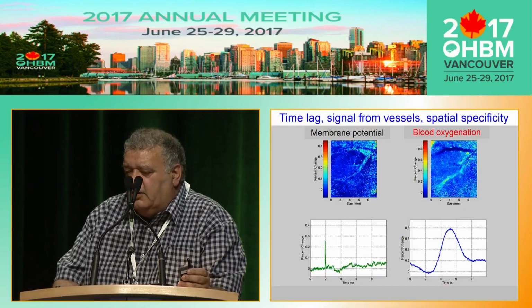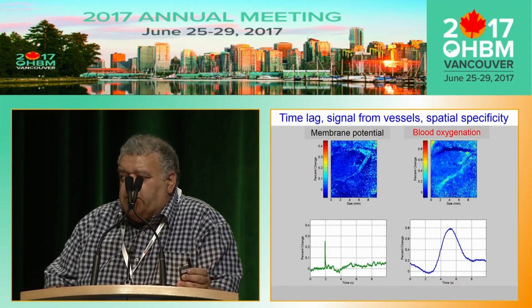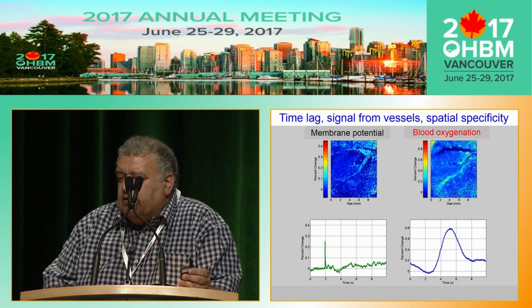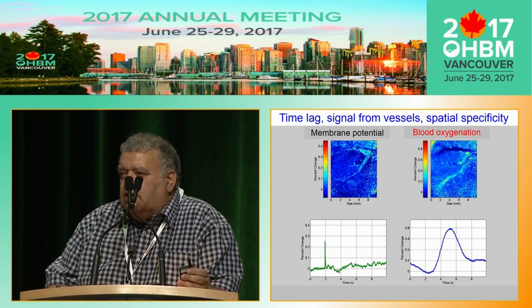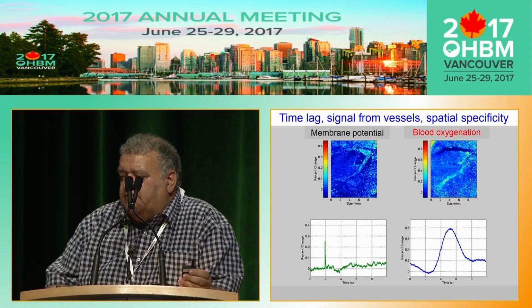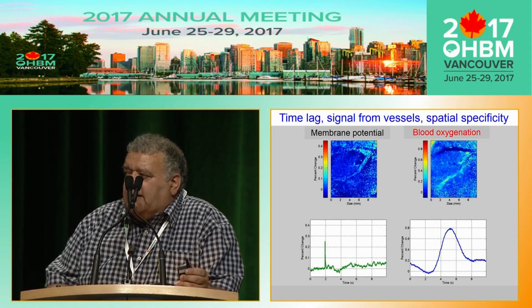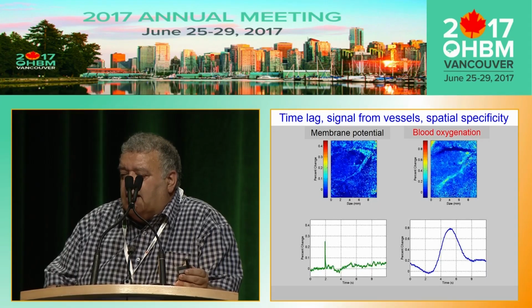So on the left, we have the imaging of the membrane potential with voltage-sensitive dye. At the bottom is the time course. This is forepaw stimulation, electrical stimulation, to the forepaw of the rat. And on the right, we see from the same region the blood oxygenation signal and the time course.